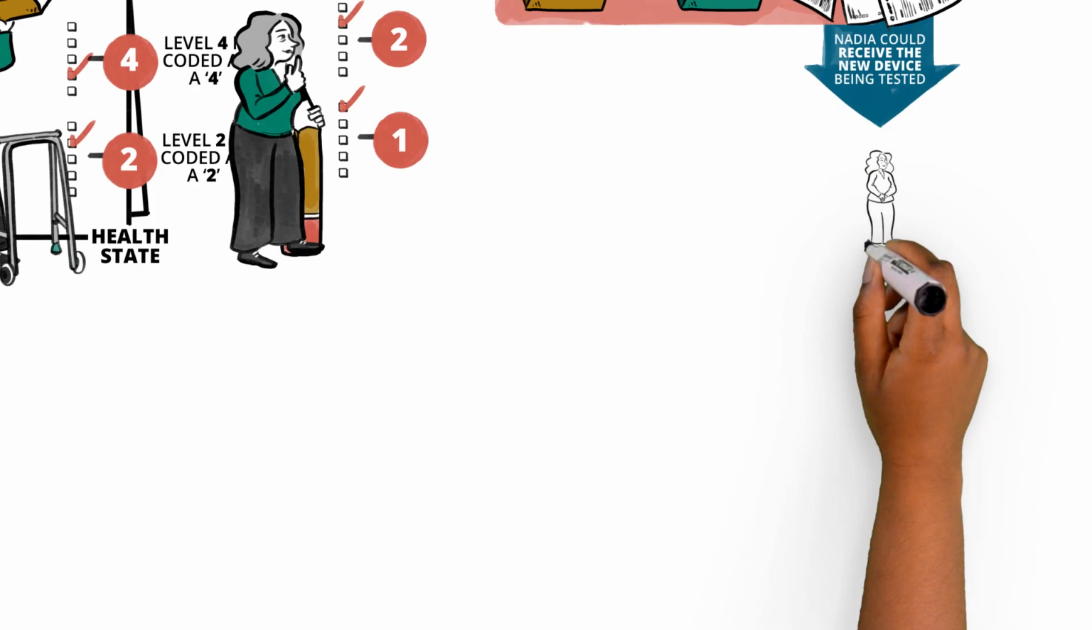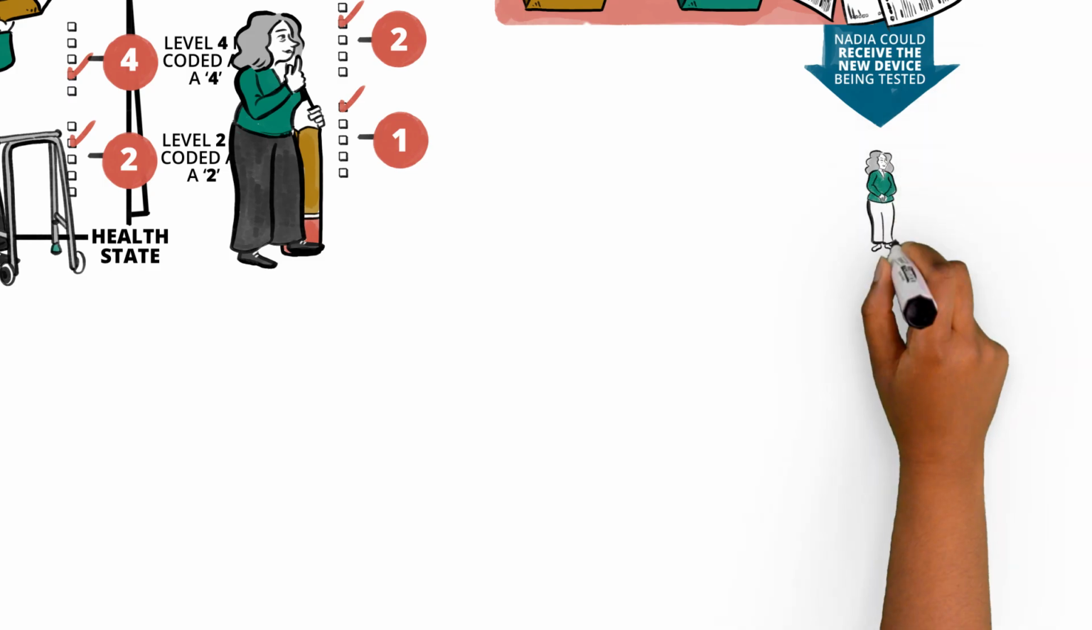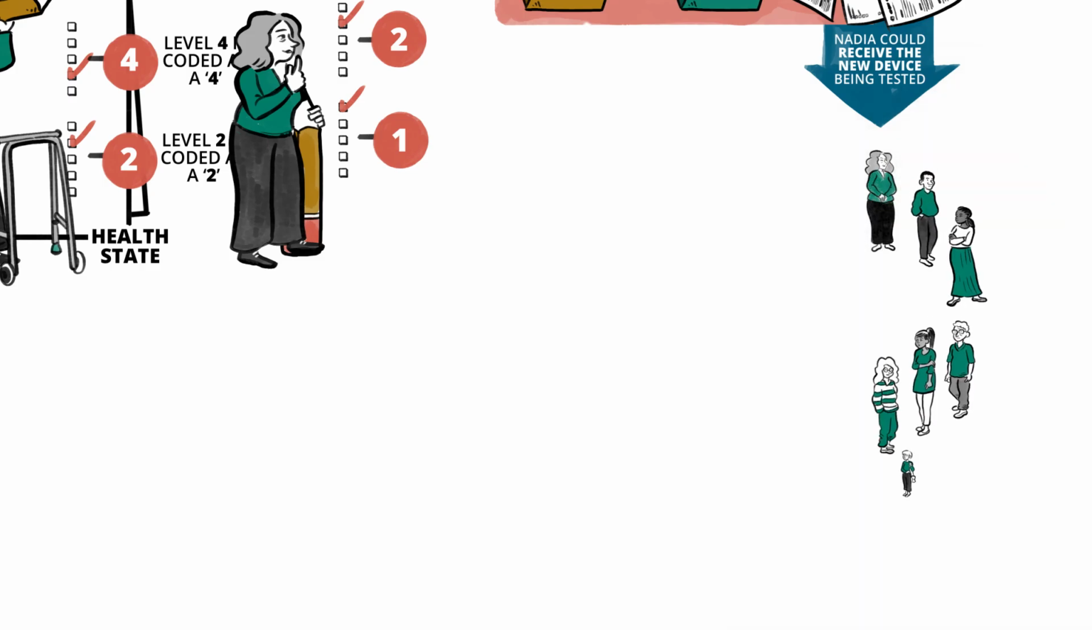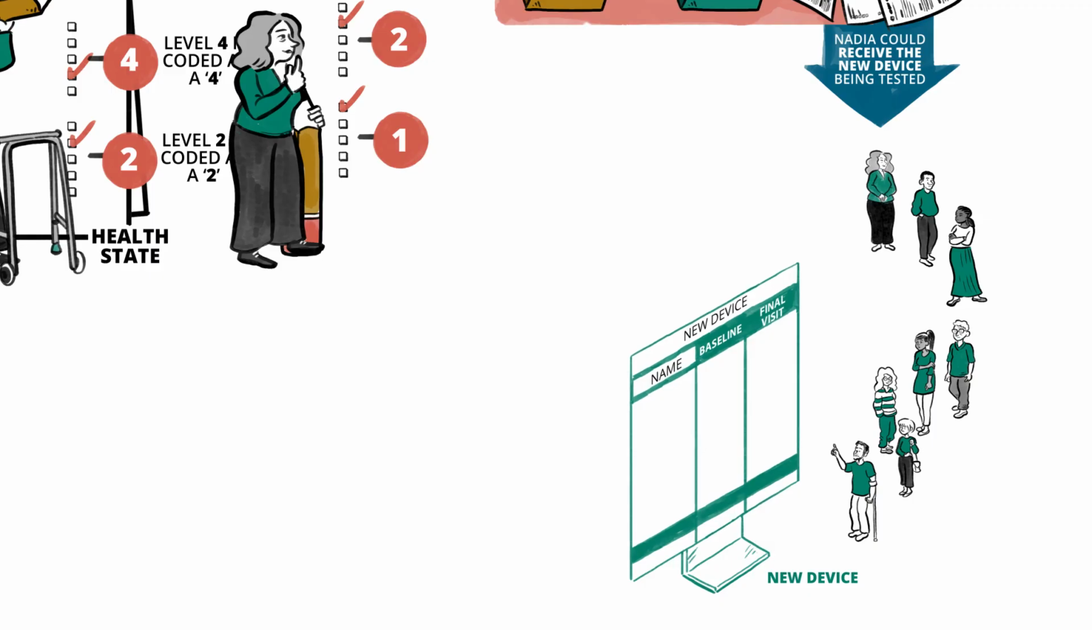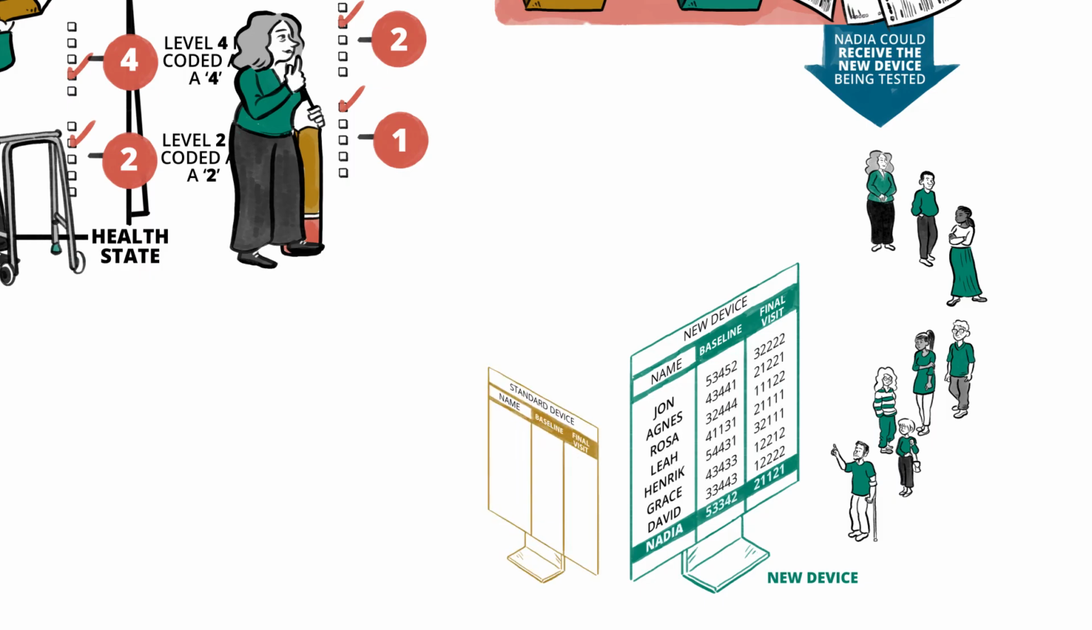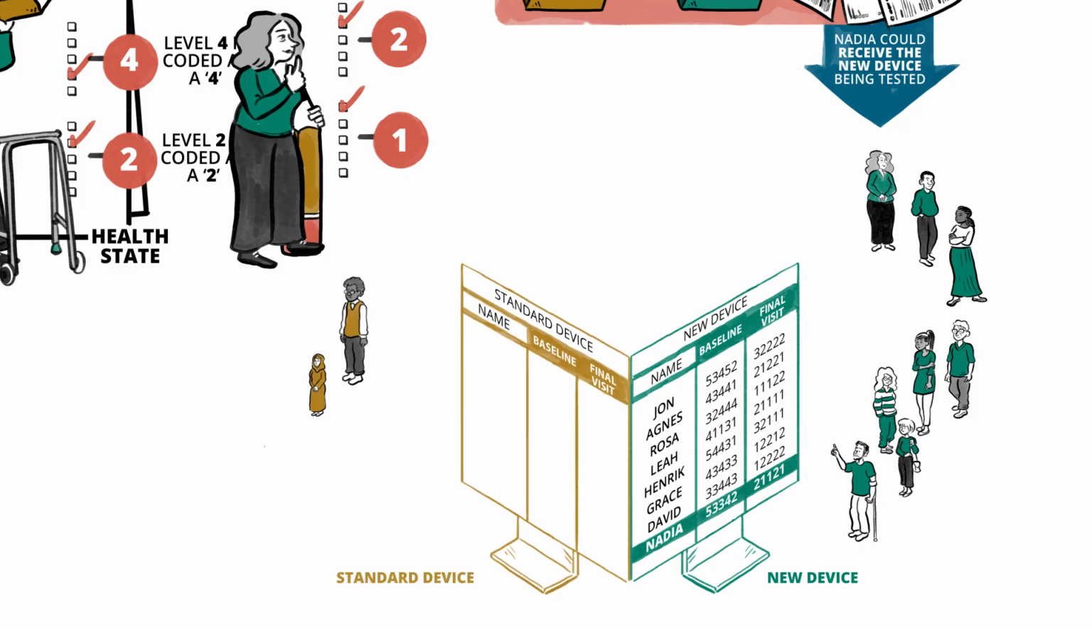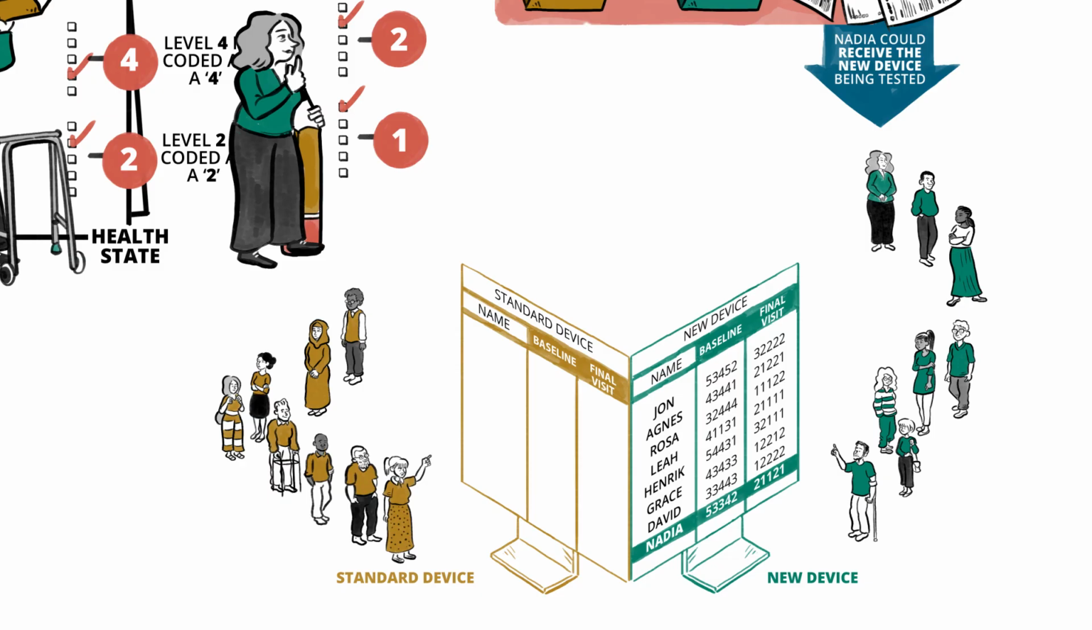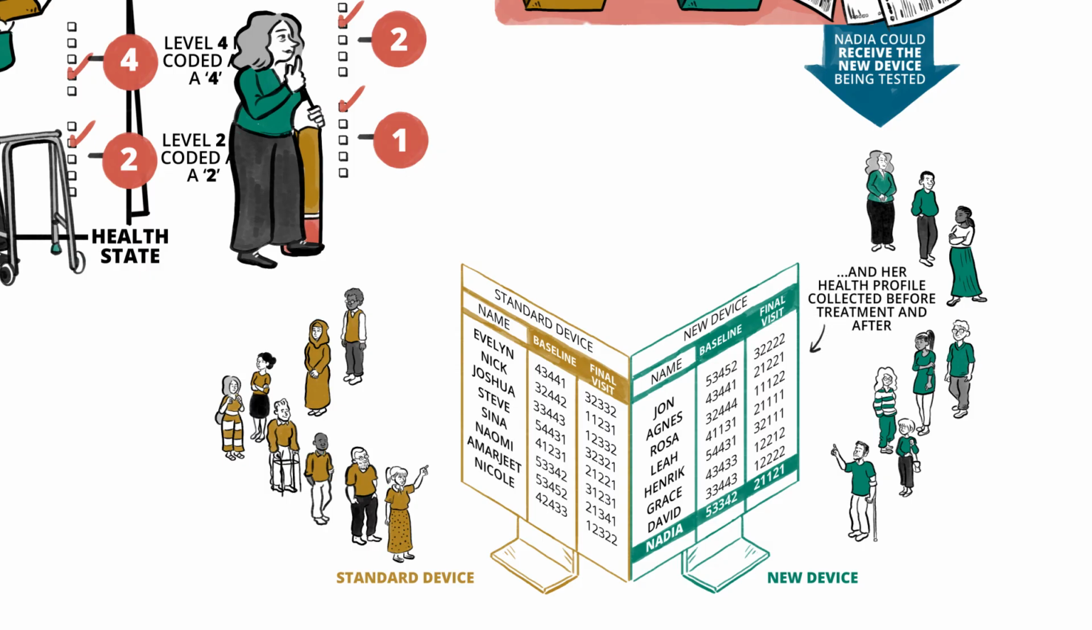Imagine Nadia is part of a clinical trial of a new hip replacement device and is included in the treatment arm for the new device. The EQ-5D-5L descriptive system results for her group could then be compared with those for patients receiving the standard hip replacement device. If everyone completes EQ-5D before and after their hip replacement, we can see how the new treatment affects the different dimensions of their health, and we can compare results across the 2 devices.